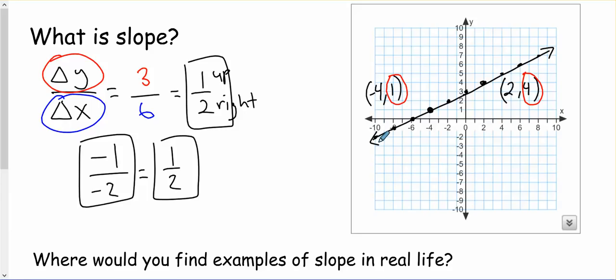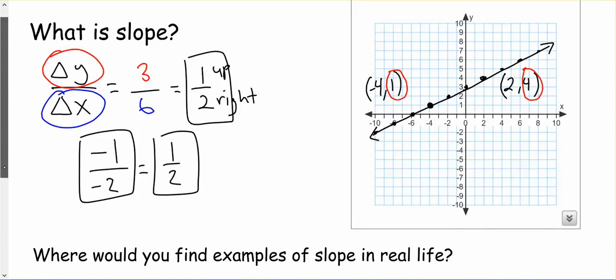Where would we find examples of slope in real life? So think about that for a second.